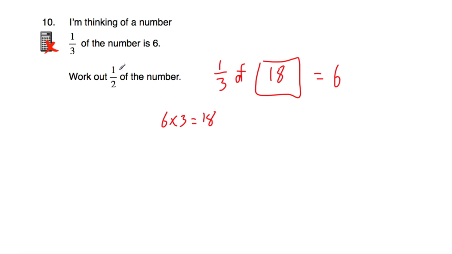It's asked us to work out half of the number I was starting with, half of the number I was thinking of. So I need to take 18 and divide it by 2 to find half of it. And that's equal to 9. So half of that number is equal to 9.